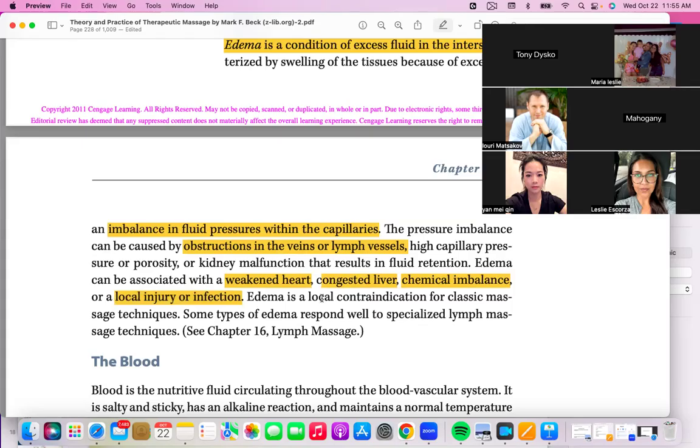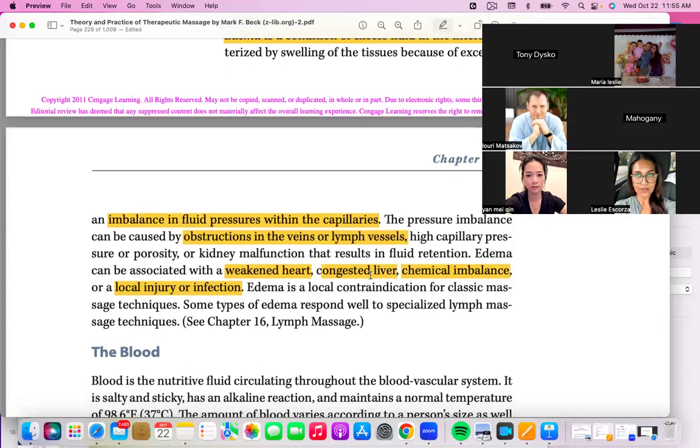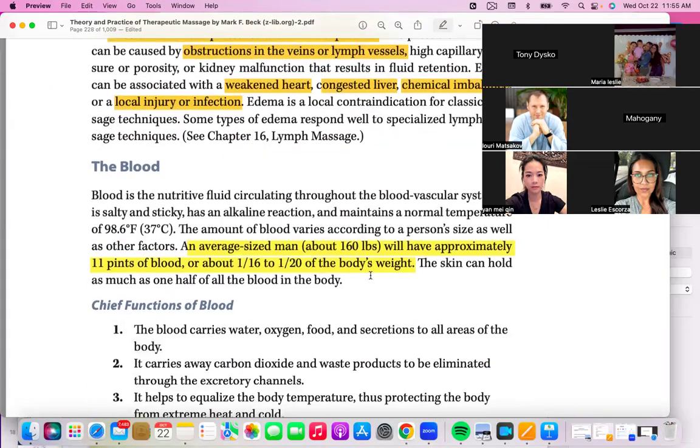Here, edema is a local contraindication for massage therapy. Some types of edema respond well to specialized lymph massage techniques. But when we're talking about any inflammatory conditions, we do not massage. In this case, we have a pooling of fluid, and we just need to help the body get rid of it. In some cases we can't, and we need to take the doctor's approval. But if it's an extremity, it should help them. Again, always make sure to see if they're working with their doctor and how bad their situation is.